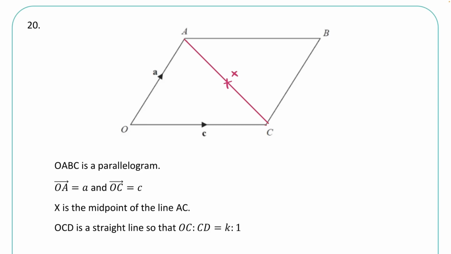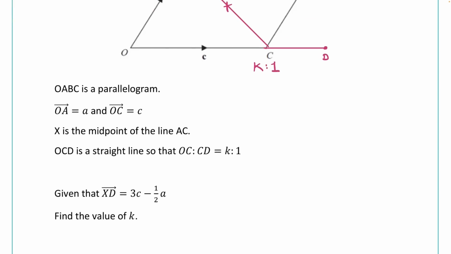OCD is a straight line, so that O to C, C to D is K to 1. So it's saying that this line O to C is extended, and somewhere over here, doesn't really matter how far in terms of our drawing, but somewhere over here there is a point D. And it says that O to C, C to D is K to 1. So the ratio of the two sides there. It also says, then down below, given that X to D is 3C minus a half A, find the value of K. Okay, so it wants us to find the value of that ratio.